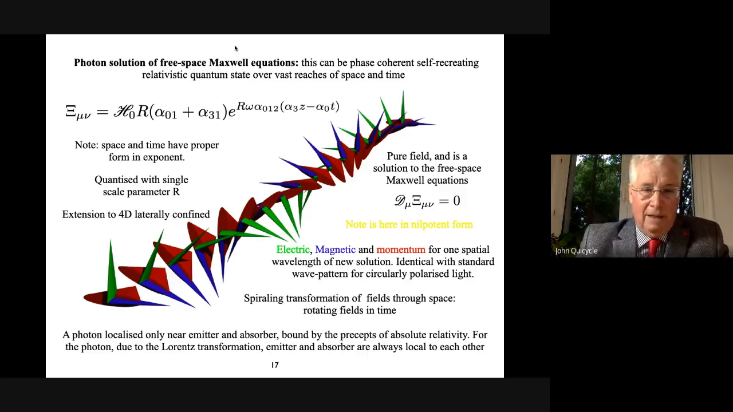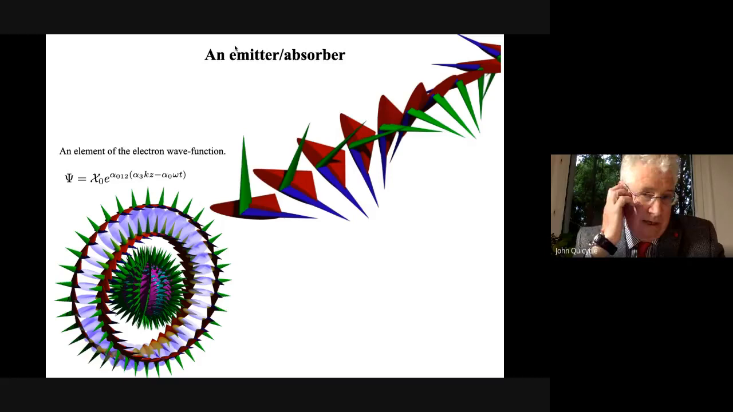And because the photon travels at light speed, emitter and absorber are always, in a sense, local to one another, at least in the co-moving frame of the photon. So the locality of a photon is universal, and I'm not using that in a figurative sense. So what happens to emit a photon? Well, here we are. This is an element of the electron wave function, given by that psi, some factor.